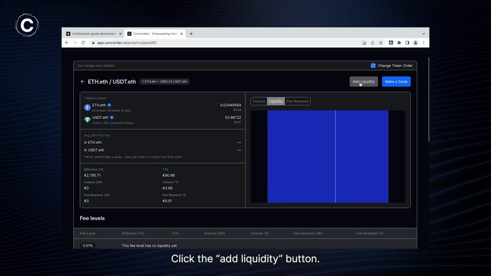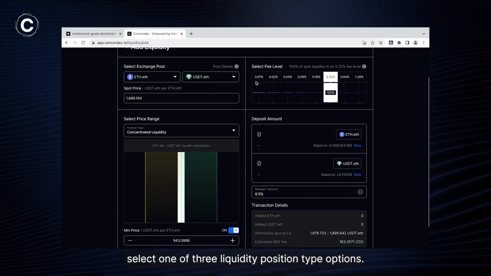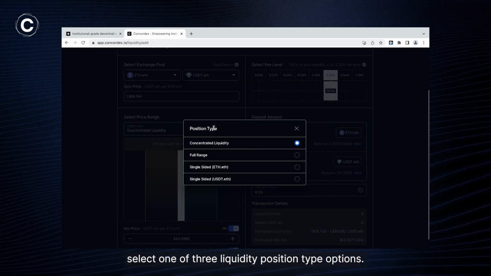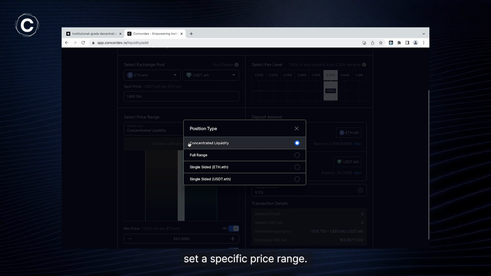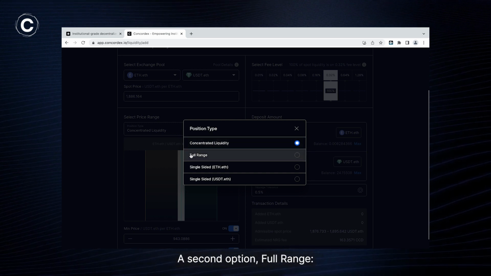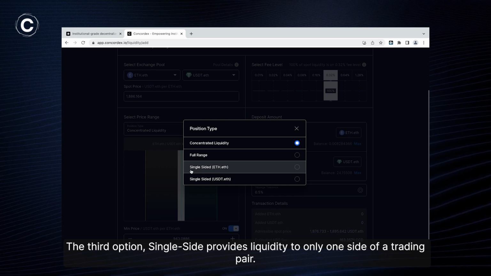Click the Add Liquidity button. In the Select Price Range section, select one of three liquidity position type options. The first option, Concentrated Liquidity, sets a specific price range. The second option, Full Range, provides liquidity across the entire price range. The third option, Single Side, provides liquidity to only one side of a trading pair.